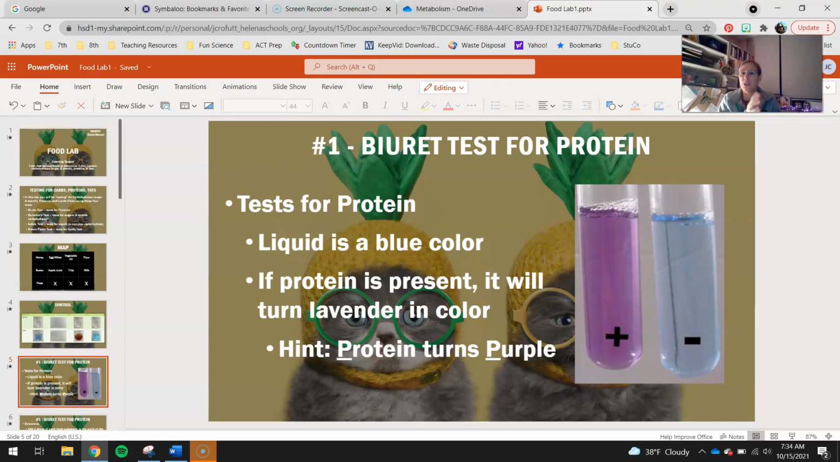So you just have to take into account what your solutions look like beforehand. So the liquid is a blue color. If the protein is present, it will turn a lavender color. So your hint: protein turns purple.